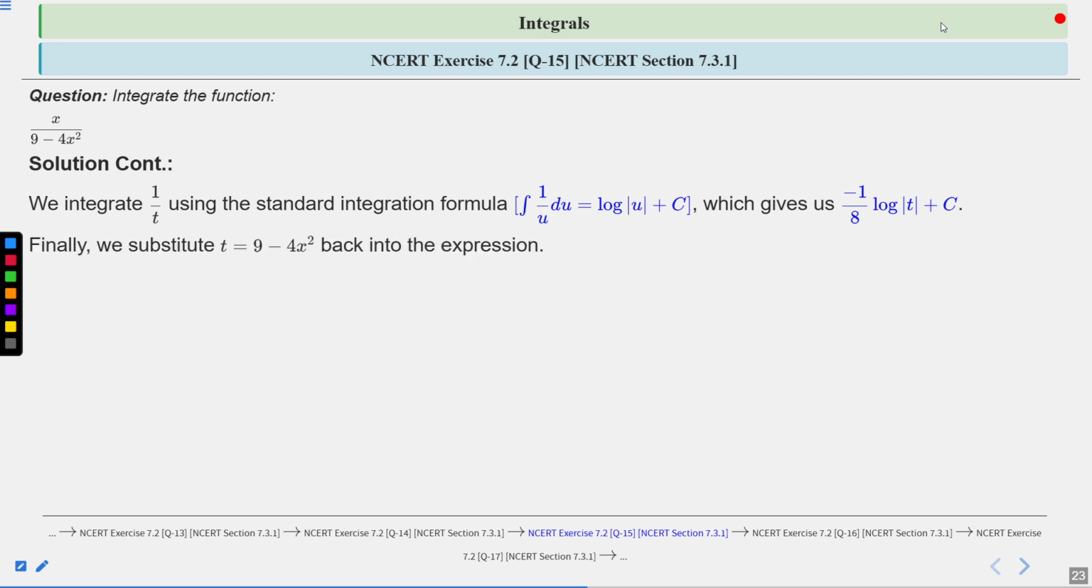Finally, we substitute t is equal to 9 minus 4x square back into the expression. Therefore, the integral is basically minus 1 by 8 log mod 9 minus 4x square plus c, okay? So this will be the correct answer of the given question, okay? Hope it's clear to all.